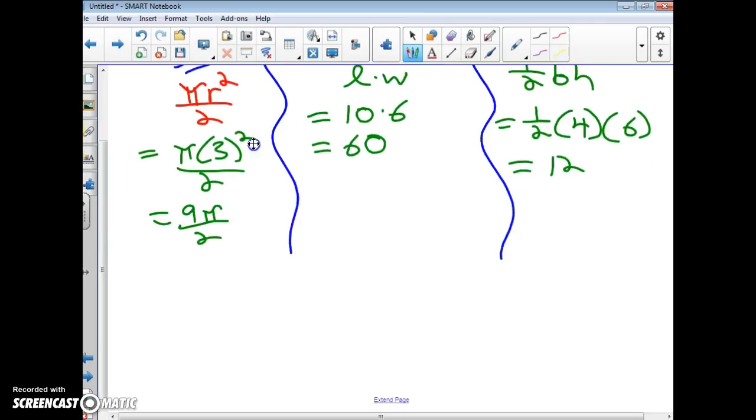So if you add all this up in your Inspire, you've got 9 pi over 2 plus 60 plus 12. Rounding to the 10th place, you should get 86.1 square inches.